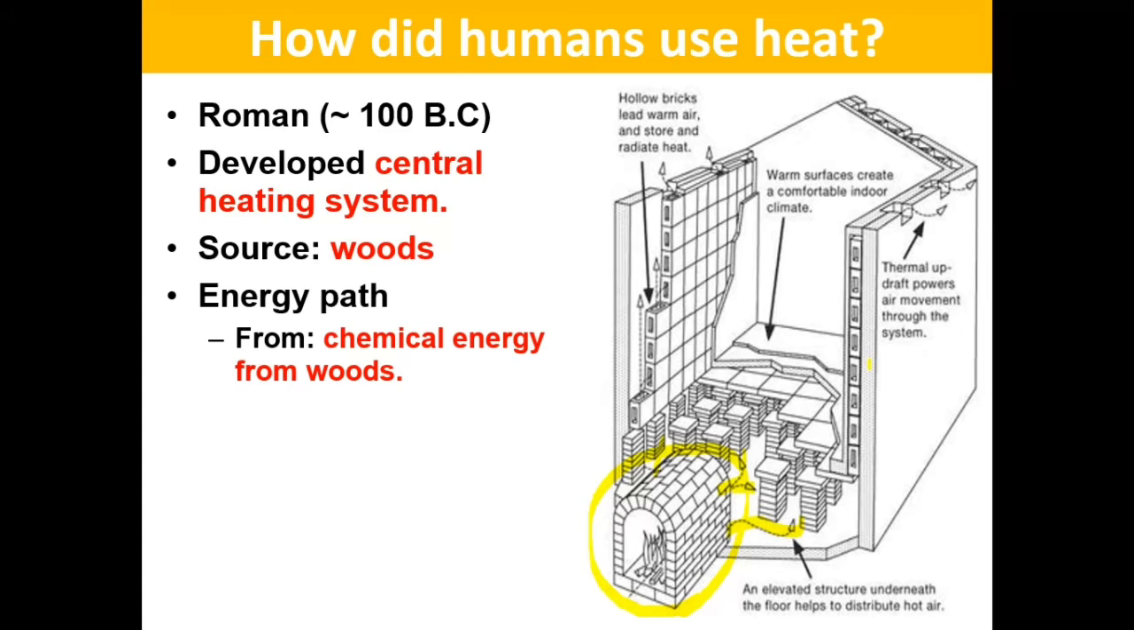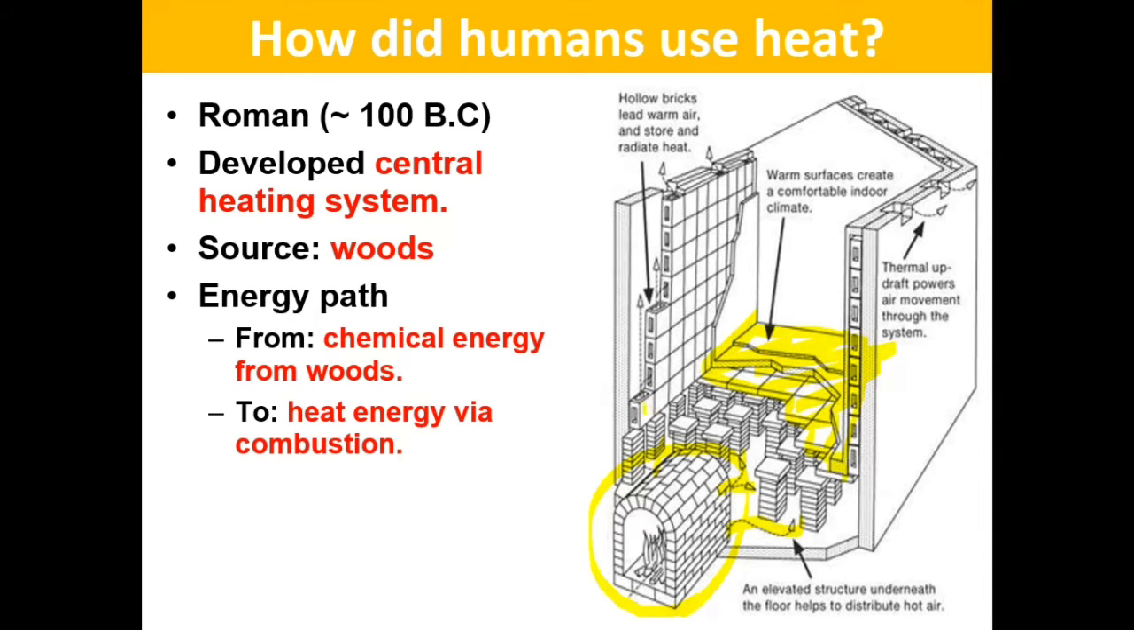Then some of you may wonder what's the energy format afterward? It's heat energy via combustion. And as you may notice, we have a floor. So underneath the floor, the heat energy will go around, and then that will be good enough of heat to warm up the surface of the whole floor.